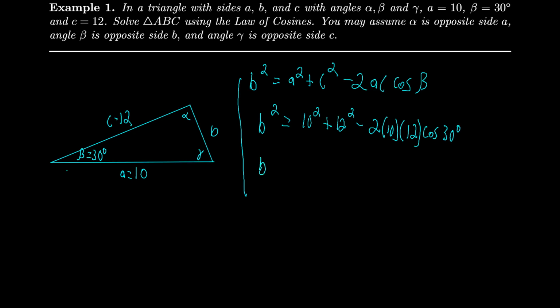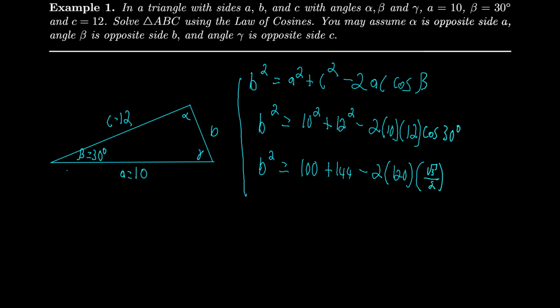So then I have that b squared must be 100 plus 144 minus 2 times 120 times the cosine of 30 degrees. Now, we actually do know the cosine of 30 degrees. If you go and look at your unit circle, the cosine of 30 degrees is going to be the longer of the two. The x is going to be the longer of the two, so that tells me it's going to be root 3 over 2.